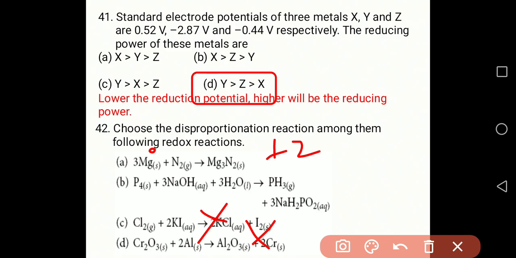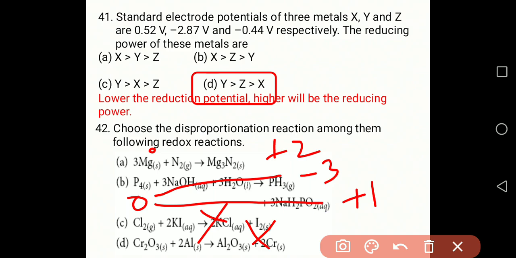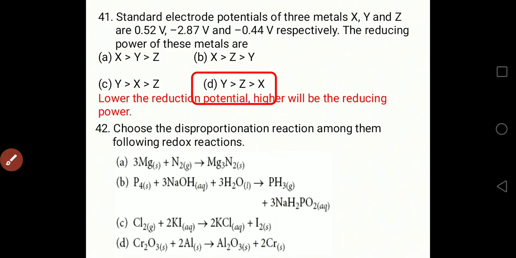But here P4 means 0, PH3 means minus 3 here, NaH2PO2 means plus 1 here, oxidation state. 0 to minus 3 reduction, 0 to plus 1 oxidation. Hence remember that disproportionation reaction is B.